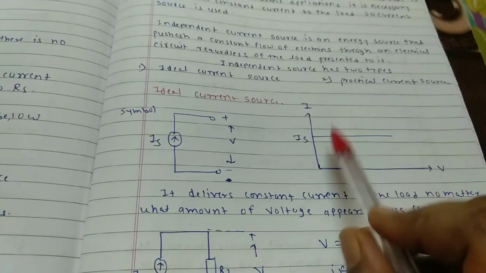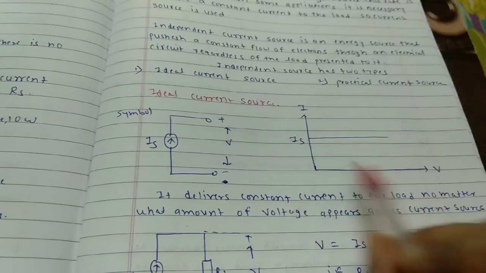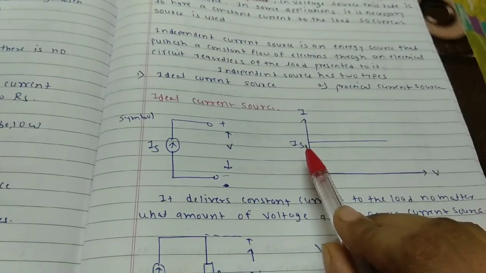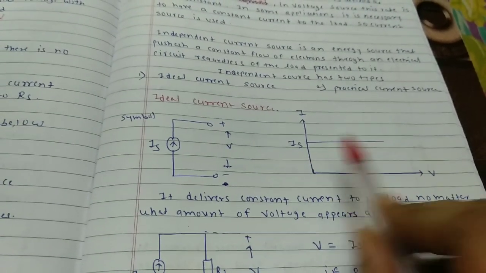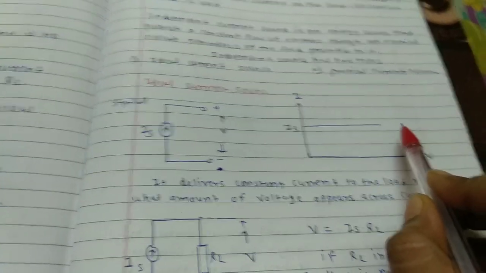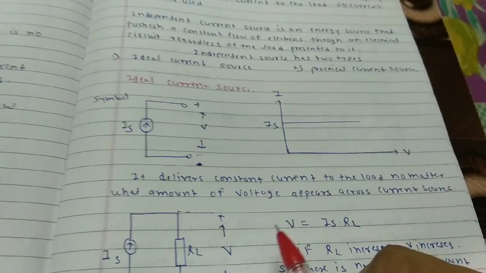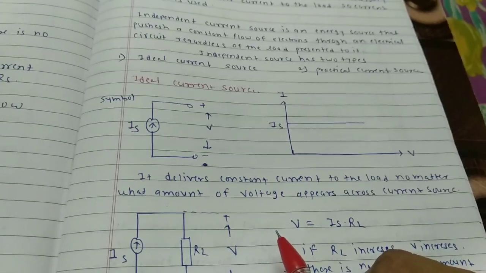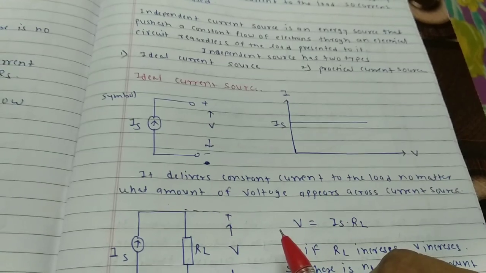So let's come to the graph. This is the graph of I versus V, and the current is constant over here. Okay, it provides a constant current. A straight line is shown over here. That means it provides a constant current. It delivers a constant current to the load no matter what amount of voltage appears across the current source.